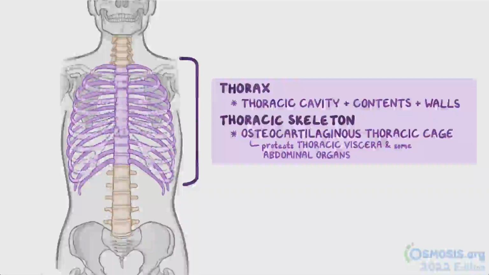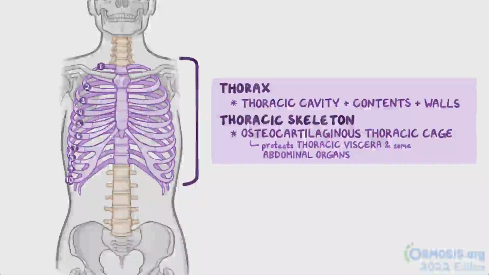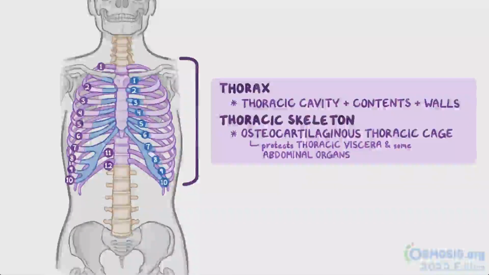The ribs and costal cartilages form the largest part of the thoracic cage, and both can be identified numerically, going from 1 to 12 for the ribs, and going from 1 to 10 for the costal cartilage, as ribs 11 and 12 do not have an associated costal cartilage.